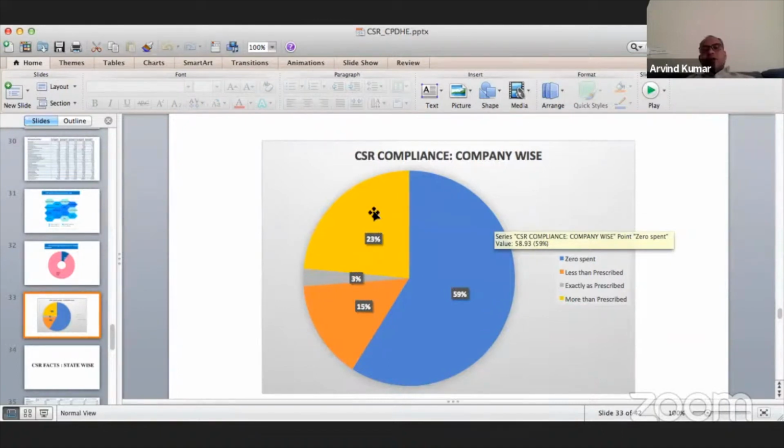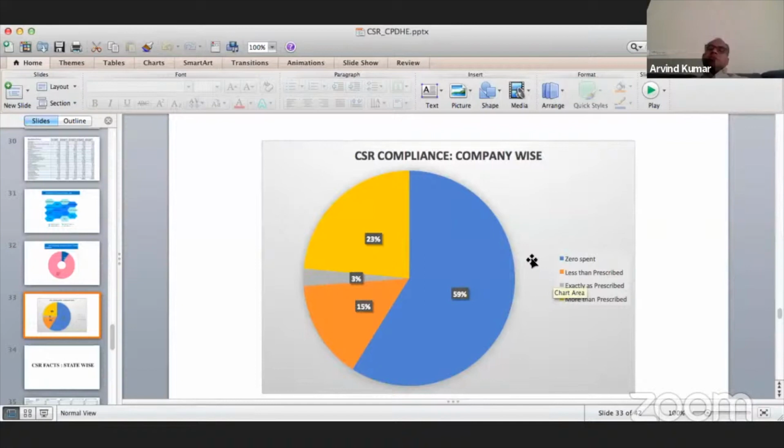When we talk in terms of legal compliance, yes, 2% must be spent, but the law does not say that you should spend 2% only. There is no upper ceiling as far as CSR expenditure is concerned. Yes, I do agree with you. The bare minimum is 2%, and that is subject to certain conditions.